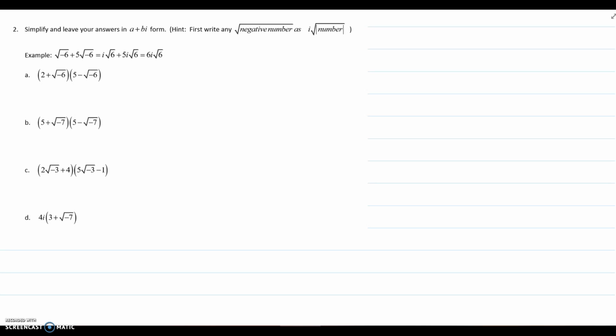So this is question 2 from the Lab Manual, page 105. Okay, so it is coming from page 105, Lab Manual.